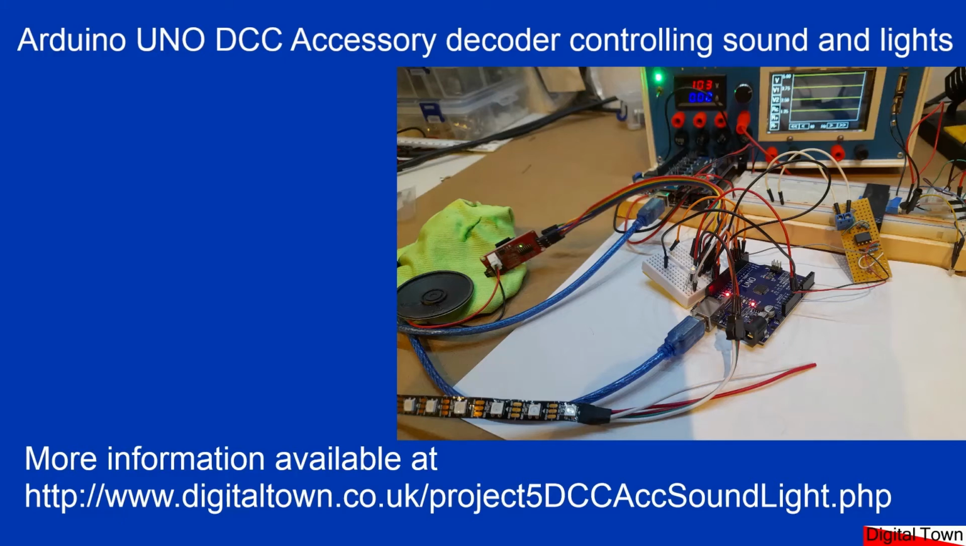Welcome to this project tutorial on building an Arduino Uno DCC accessory decoder. This project is going to be controlling sound and lights, but the same decoder script I use for my turnouts or points, depending which country you're in. I've got it controlling a turntable, sector plates, lift bridge and a traverser in my fiddle yard on my layout.